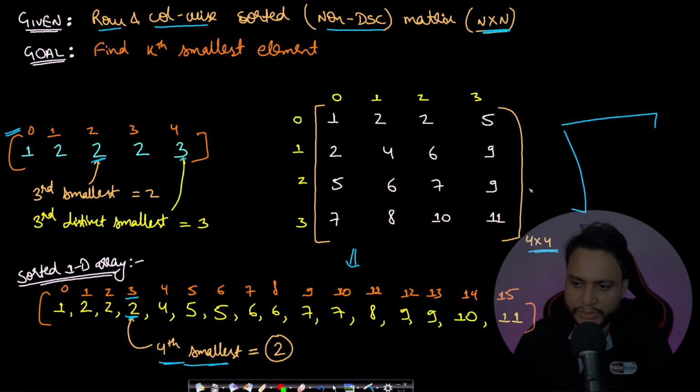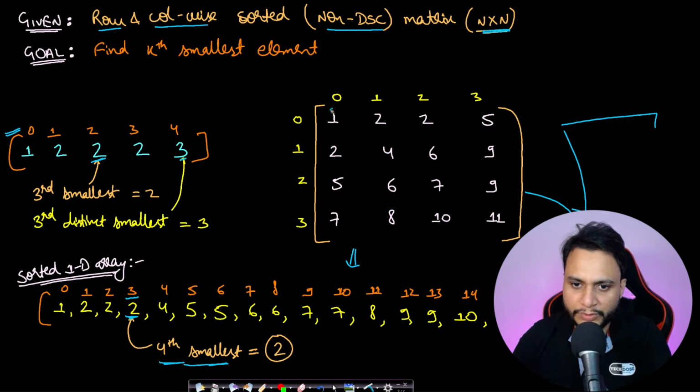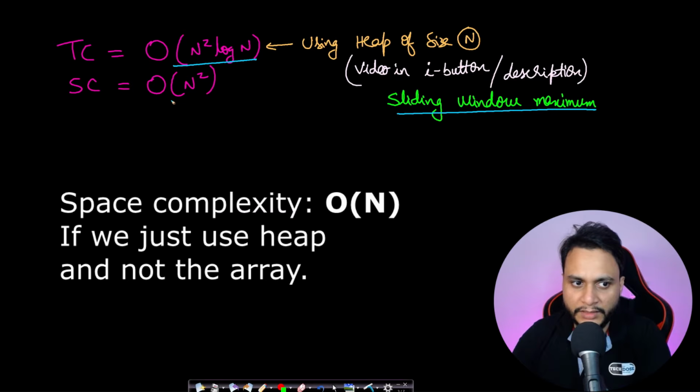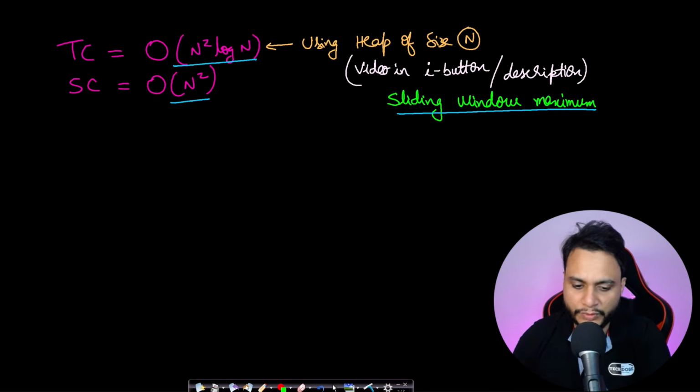Okay. Now one technique can be to just flatten this entire matrix into a single dimensional array and apply a sorting algorithm, which will be n square log of n square. But a better technique could be to just push all the first elements into a heap and then pop out the element which is the minimum out of these, and then push the next element of that row. This technique was already explained in the sliding window maximum problem. You can follow this. The video link will be in the I button, or you can check out the description as well. This can be solved using heap, and the time complexity will be n square log n, and the space complexity will be n square. But this is not the best approach in this case. This is just one of the approaches.